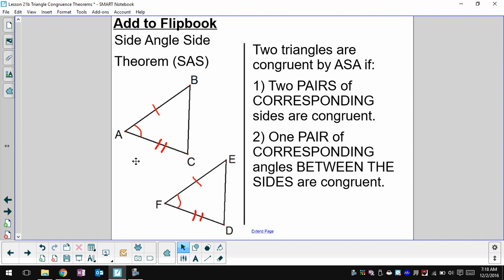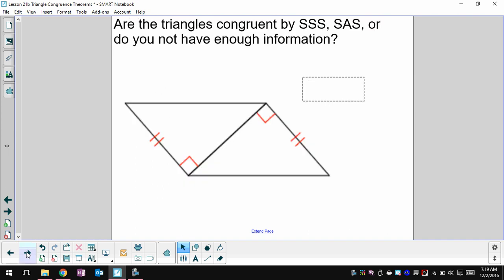It's important to point out that when I know two triangles are congruent, then I can assume all of the other pieces. So angle B is congruent to angle E, and so forth. So let's look at these two triangles here and decide whether or not they're congruent by side-side-side, side-angle-side, or perhaps we don't have enough information.